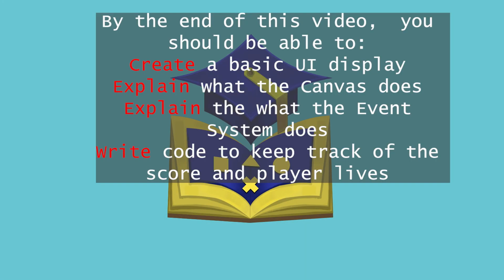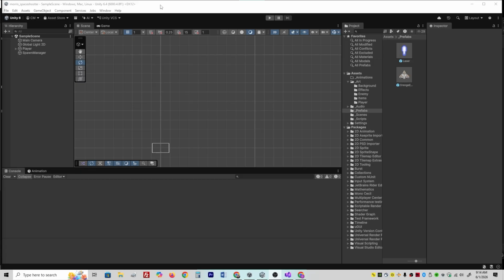Welcome to video 6. What good is an arcade style shooter game without a score to brag about? In this video, we're going to build our user interface. This is going to display our score and remaining lives on screen, and we're going to write some code to update everything in real time. But first things first, we've got to make sure that we have TextMeshPro imported.